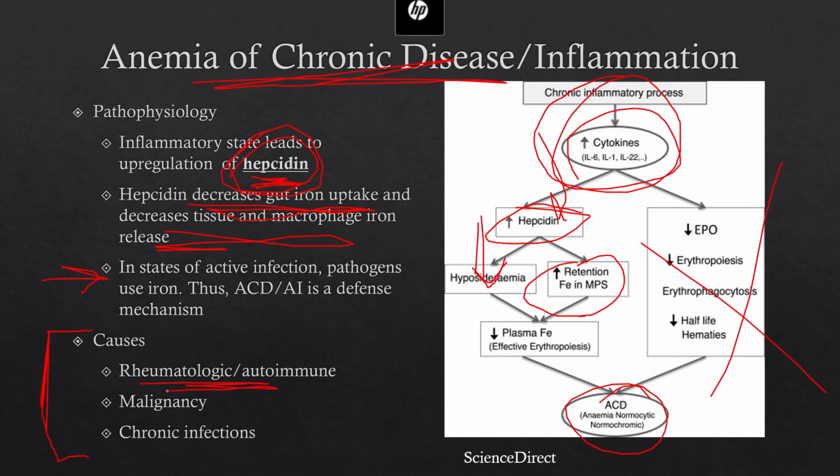Okay, so the main causes in anemia of chronic disease generally are rheumatologic and autoimmune conditions. Those are a huge cause. Your lupus, your rheumatoid arthritis, those types of things. Also cancer, malignancies, and like I just said, infections and chronic infections too.